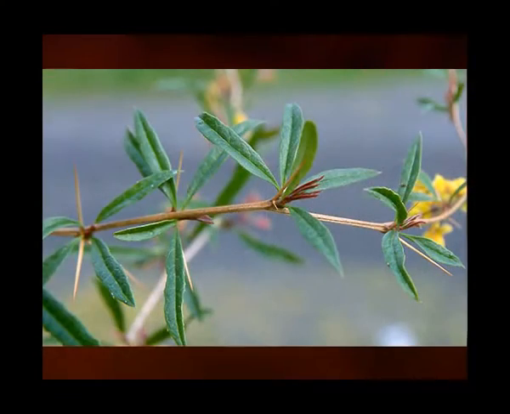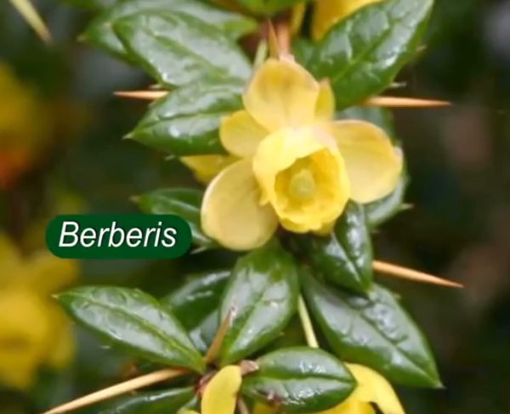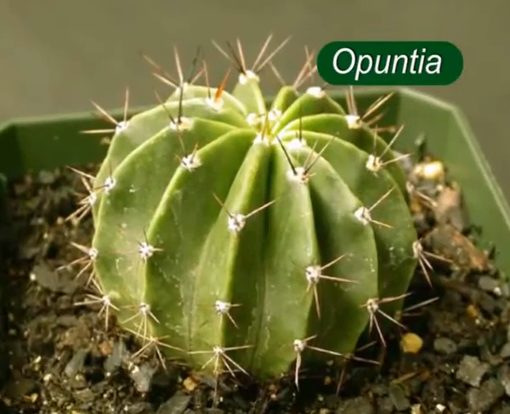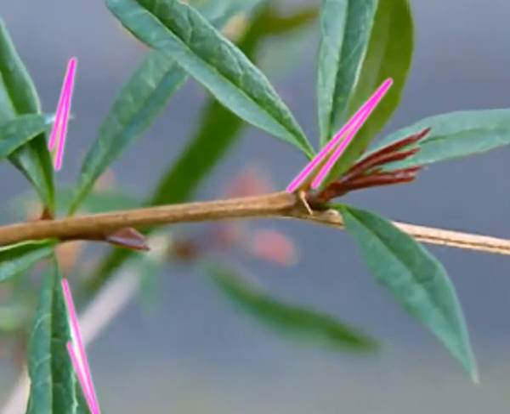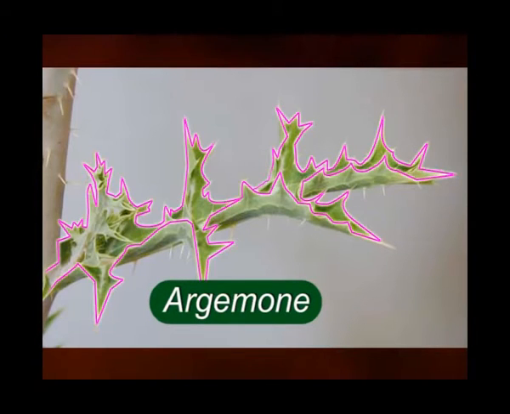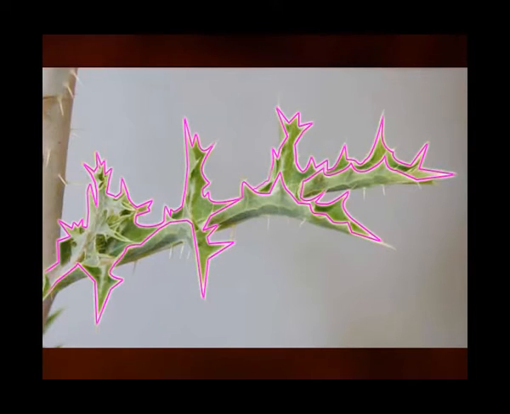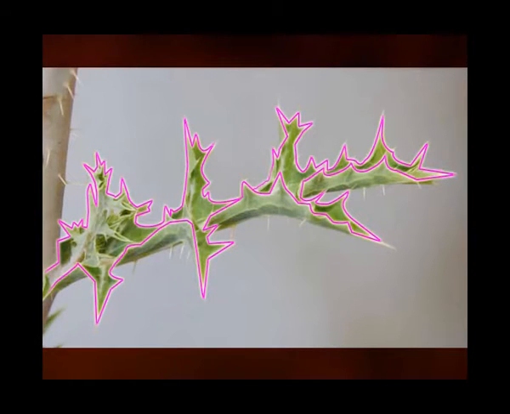The next type of leaf modification is meant for protection of the plant. Leaf spines. In some plants like Berberis, Ziziphus, Opuntia, and Argemone, the leaves are modified into spines. In Argemone, the leaf margins are modified into spines, as we can see in the visual. These spines not only protect the plants from grazing animals, but also reduce the area of transpiration.